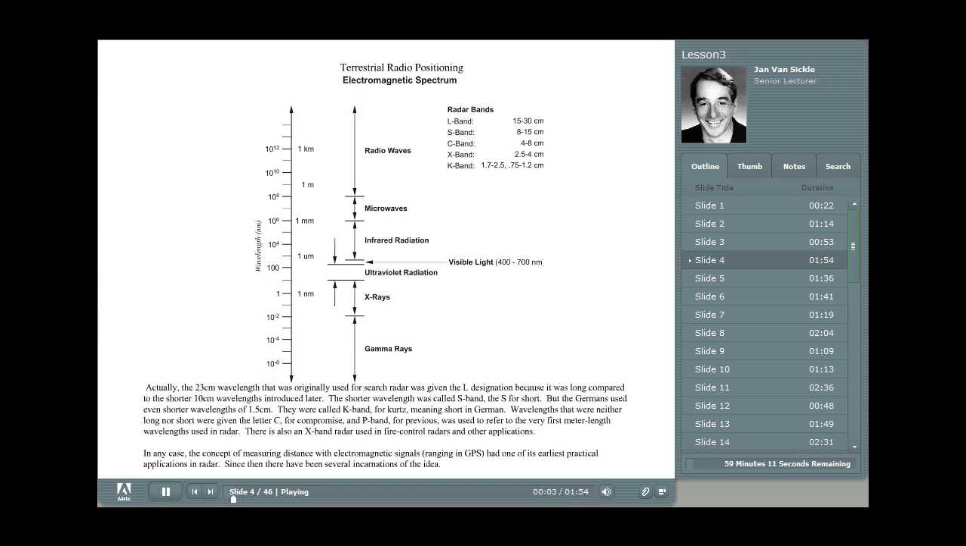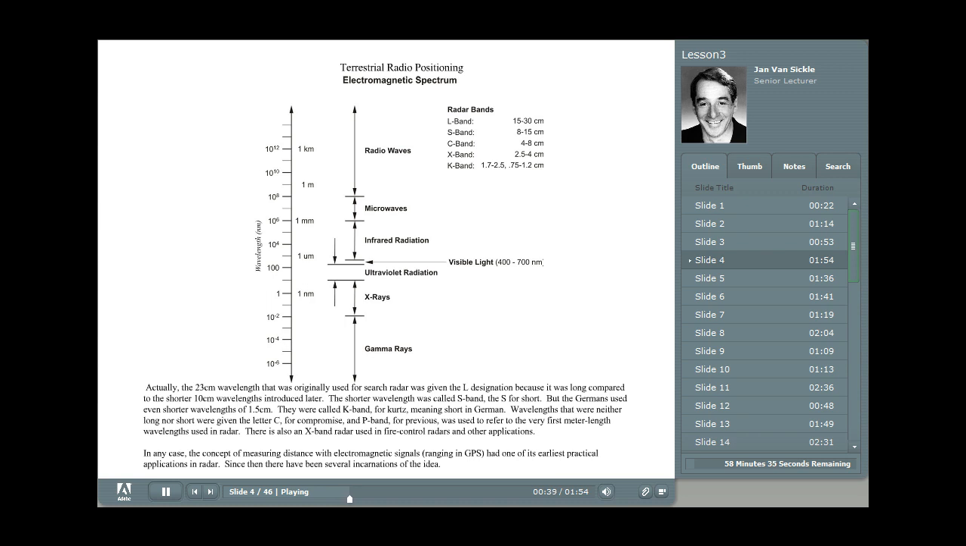L-band was designated L because the wavelength was long compared to others. Here is a chart of the electromagnetic spectrum, a portion of it. And as you see, visible light is a very small range in the middle. And microwaves, which is the area where the radar bands live, is considerably outside the visible range.